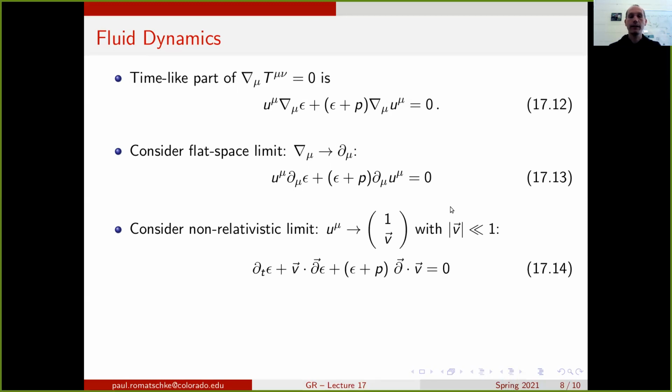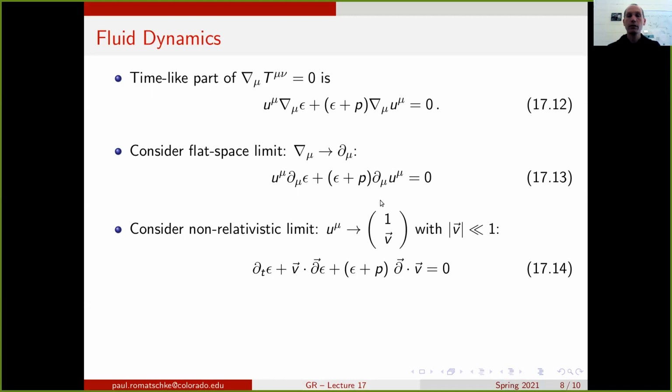If we do this, we find that we have to keep only a few terms. This first term here has 2 entry points. It has the contraction u^μ ∂_μ on ε, where if μ is 0, this is just 1 times the time derivative of ε. This is this term here, plus the space-like part of u, which is just v, dotted into the gradient of ε, which is this term here.